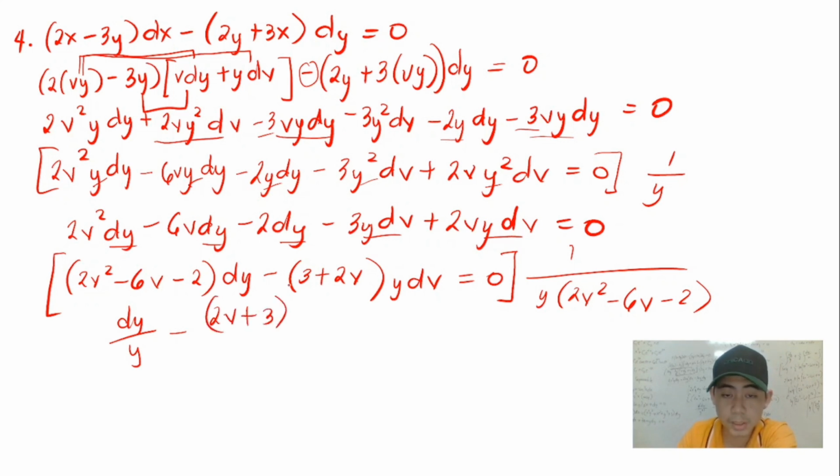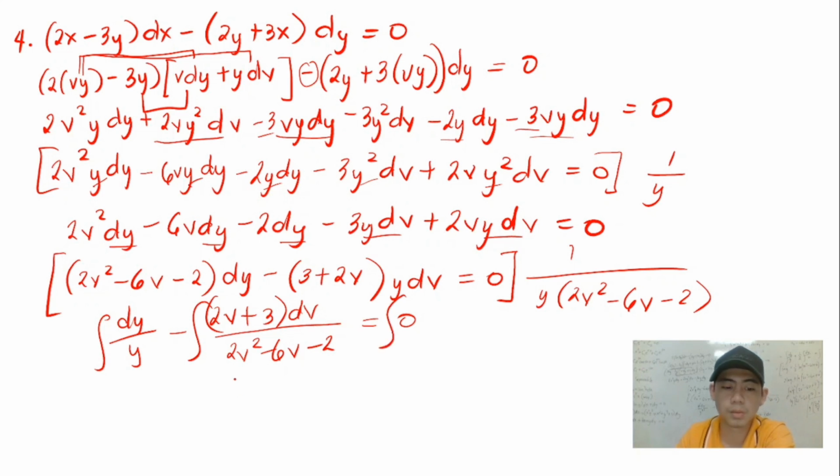Okay. So, pinagpalit ko lang siya, no, mga lodi. Kasi parehas lang din naman yan sa rules ng addition. Okay. So, times dv is equal, all over 2v squared minus 6v minus 2. Okay? Is equal to 0. Okay? So, that's the time that we need to integrate.